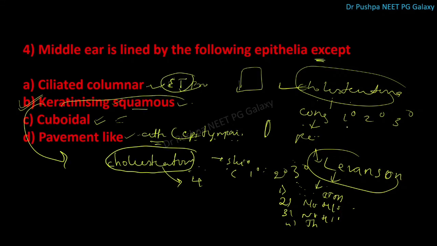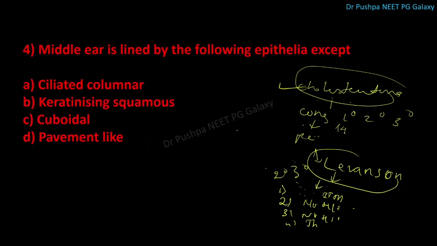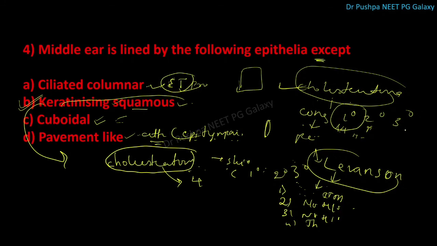So what is this primary cholesteatoma? There is no history of symptoms. In primary cholesteatoma, there is no history of symptoms. In secondary cholesteatoma, there is history of symptoms. In tertiary cholesteatoma, there is history of trauma present.